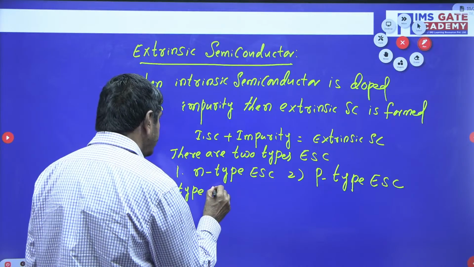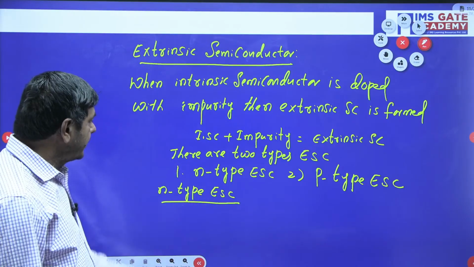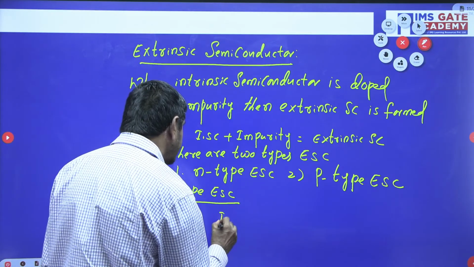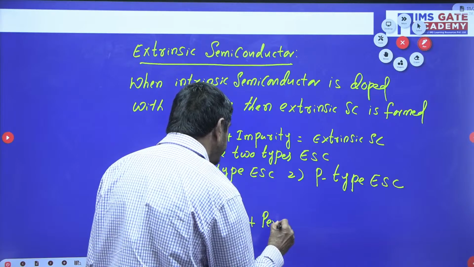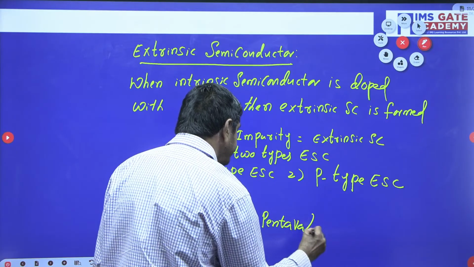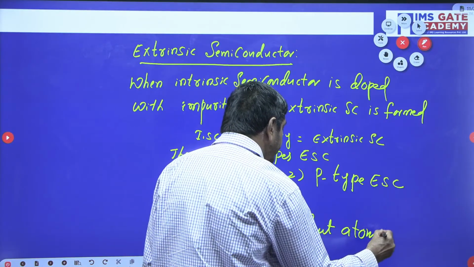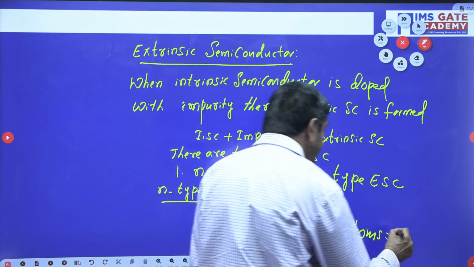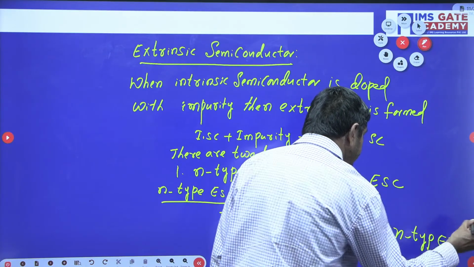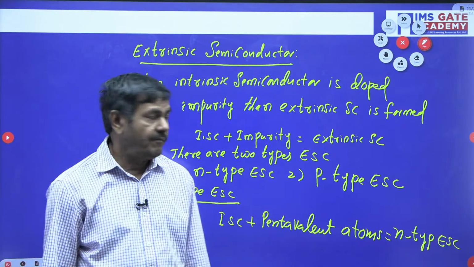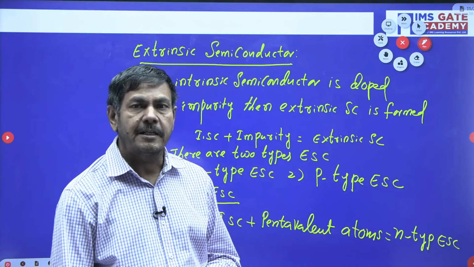N-type extrinsic semiconductor, initially I want to explain. When this semiconductor is formed, suppose I have taken an intrinsic semiconductor that is doped with pentavalent atoms, then it forms an N-type extrinsic semiconductor. What is that pentavalent atom? An atom which contains 5 valence electrons is said to be a pentavalent atom.